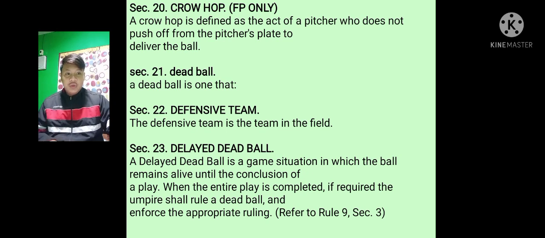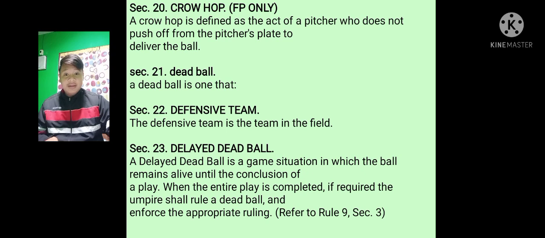Section 20. Crow hop. FP only. A crow hop is defined as an act of a pitcher who does not push off from the pitcher's plate to deliver the ball. This act is illegal if the pitcher steps off the pitcher's plate, thereby establishing a second impetus, and then pushes off from the new starting point and completes the delivery.